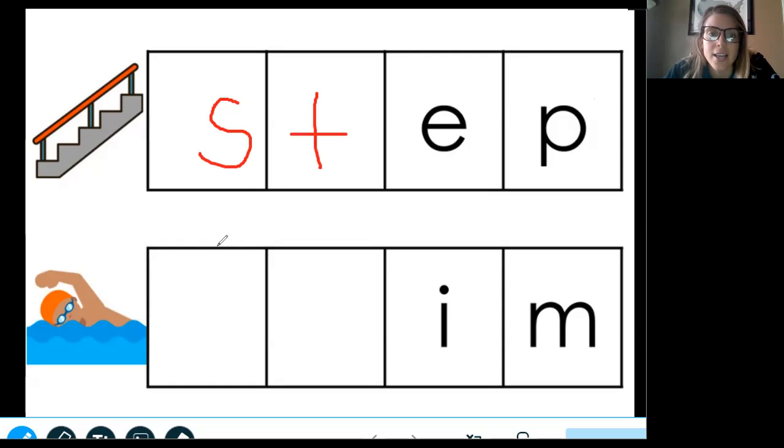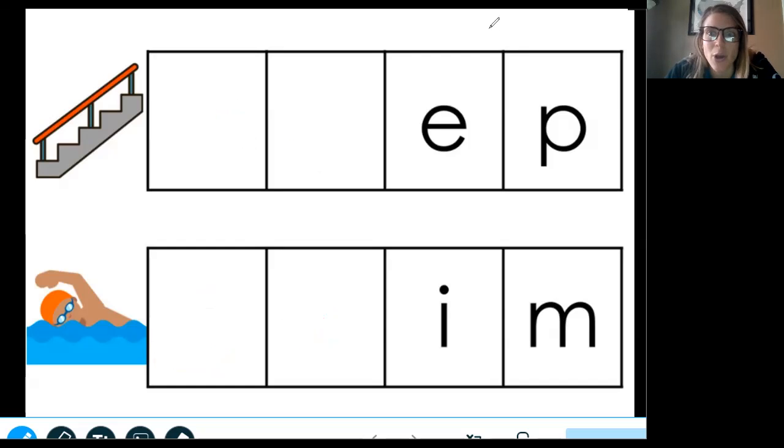All right, now this one is swim. Let's think of the sounds. S-w-i-m. Swim. What would the blend be? Go ahead and write it. S-W-I-M. There we go. Is that what you have? I hope so. Make sure you have both of those written just like that. Step and swim. Because remember, the more we see it, hear it, say it, and write it, that helps our brain make those connections so we will remember it.